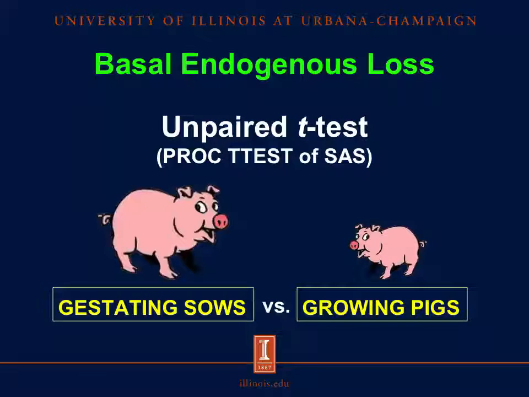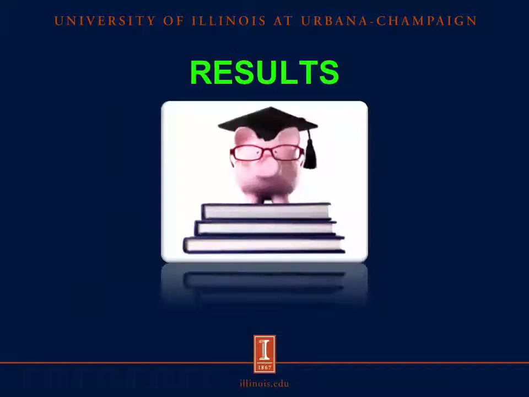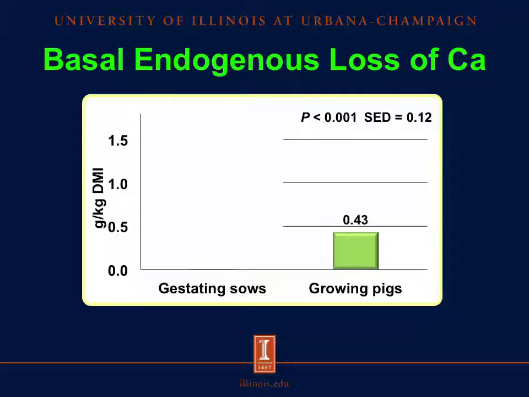To compare the basal endogenous losses of calcium and phosphorus by gestating sows and growing pigs, an unpaired t-test was used. Let's move into the results. The basal endogenous loss of calcium that was obtained from growing pigs was 0.43 gram per kilogram dry matter intake, and this value was close to the values that were reported previously.